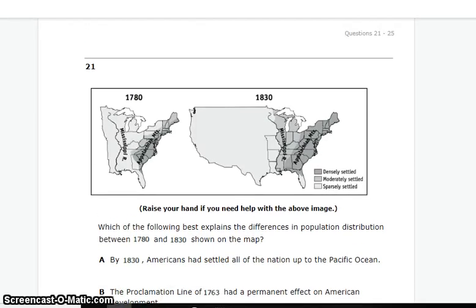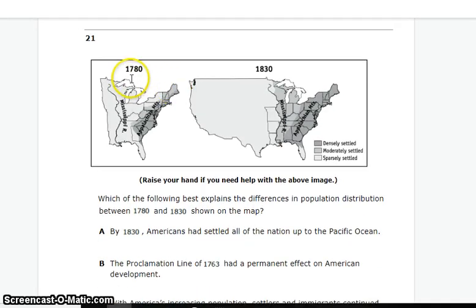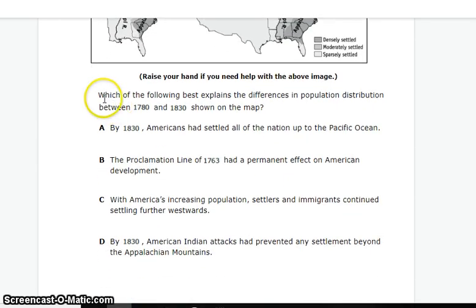Number 21. 1780, 1830. Densely settled, moderately settled, sparsely settled. Which of the following best explains the differences in population distribution between 1780 and 1830 shown on the map? A. By 1830, Americans had settled all the nation up to the Pacific Ocean.